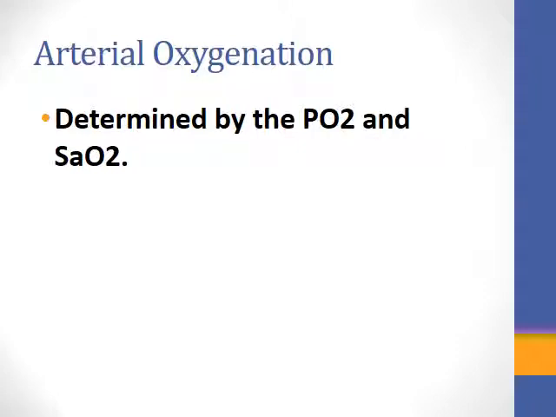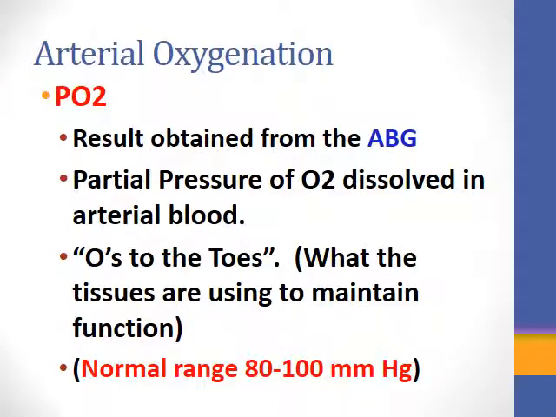Arterial oxygenation is determined by our partial pressure of oxygen, or our PO2, and our SaO2, which is our oxygen saturation. Arterial oxygenation, or our PO2, is a result obtained from the ABG. It's the partial pressure of oxygen dissolved in the arterial blood, and the normal range is 80 to 100, and hopefully when we're in clinical we'll be able to review those more.